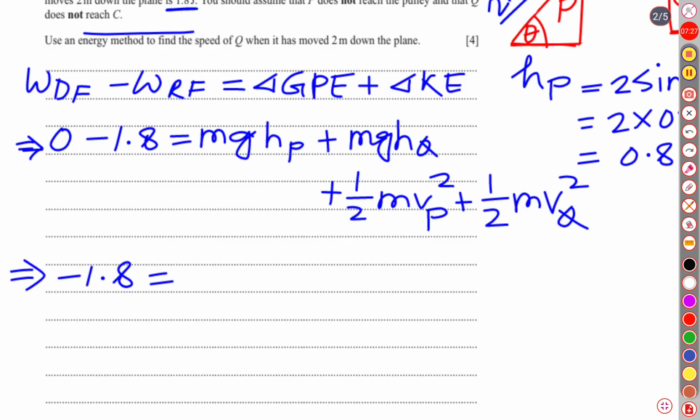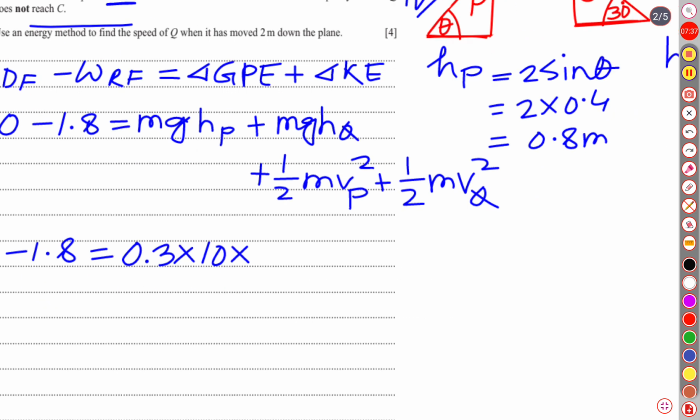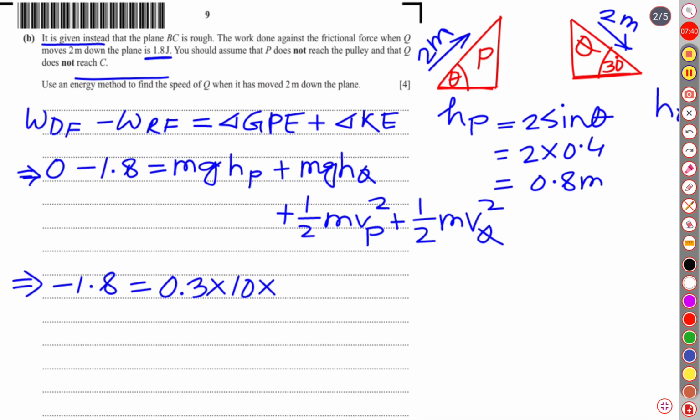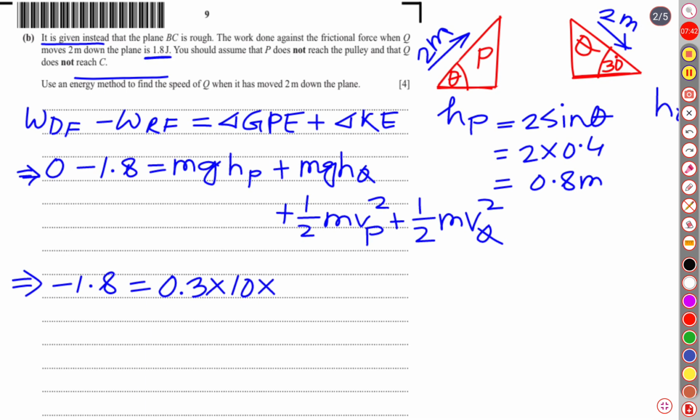So let us write 0.3 into acceleration due to gravity, which is 10, and height. We have already written the height of particle P, and we have learned the direction. Actually, height means the difference between the final and initial height. Look at this, P was moving up, so the final height of particle P is going to be positive, and it was 0.8 meters.